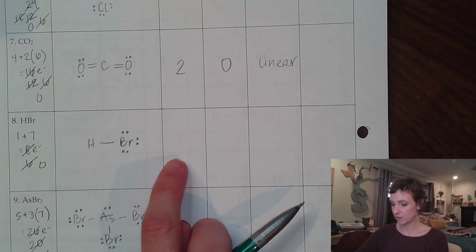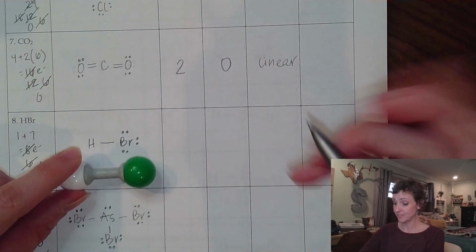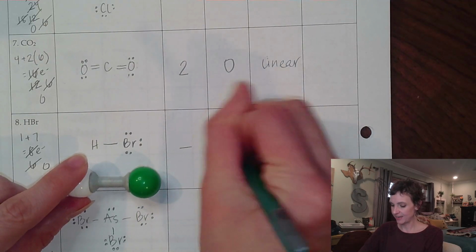Here's another situation where I only have 2 atoms. Yes, they are different atoms, but there's only 2 of them, so I've got to be linear, which means I got nothing in here.